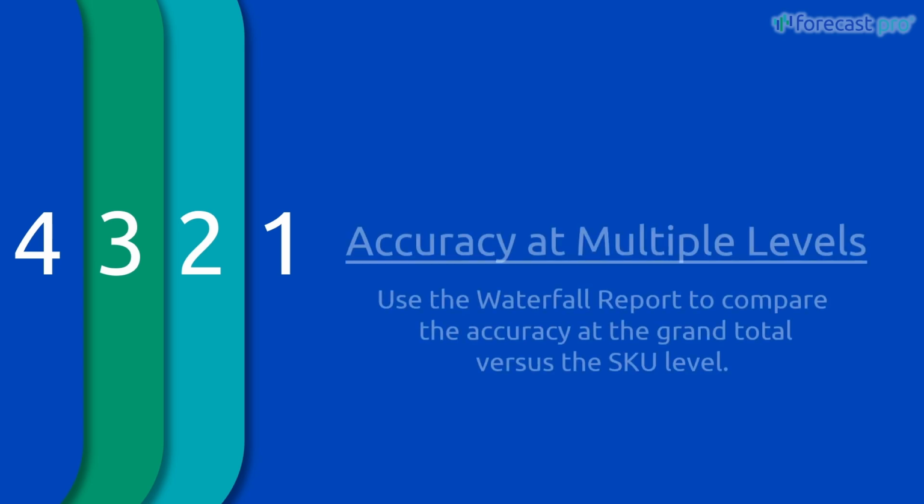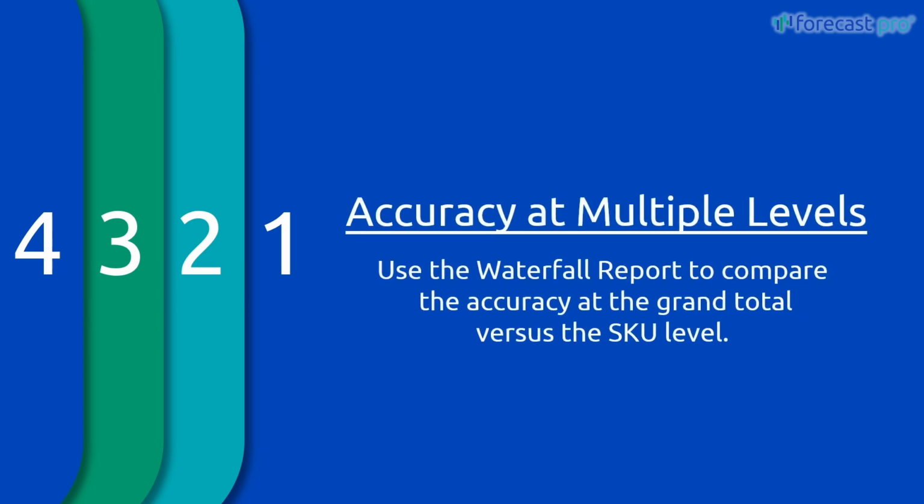So here in our first example, we're going to look at accuracy across multiple levels. So as we discussed, picking a level to measure forecast accuracy is very important. Do we do it at the top line, or do we do it lower at our SKU levels? And for this first example, we'll use the waterfall report to look at a grand total, as well as looking at the SKU level. So let's take a look at that now.